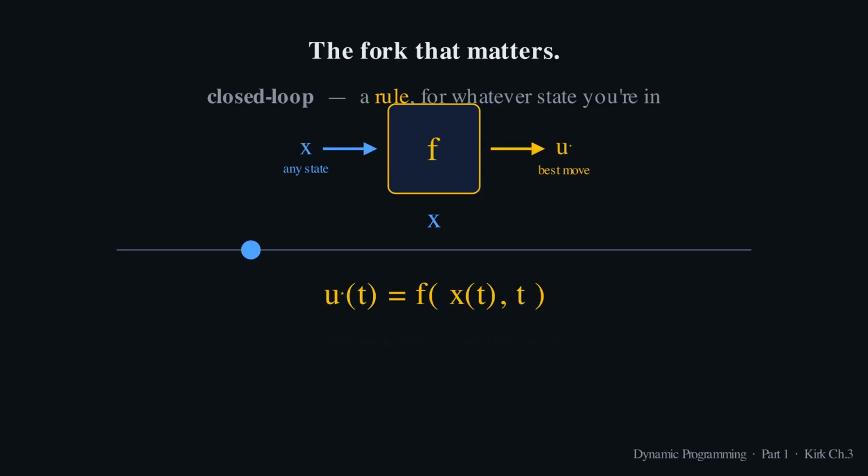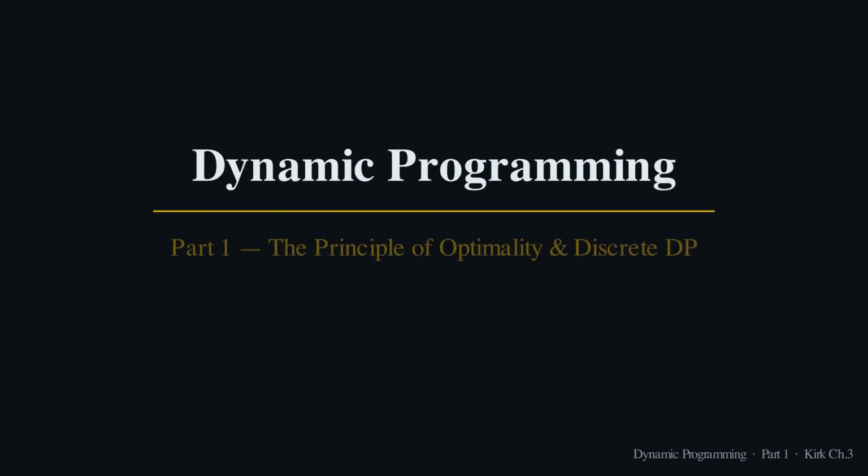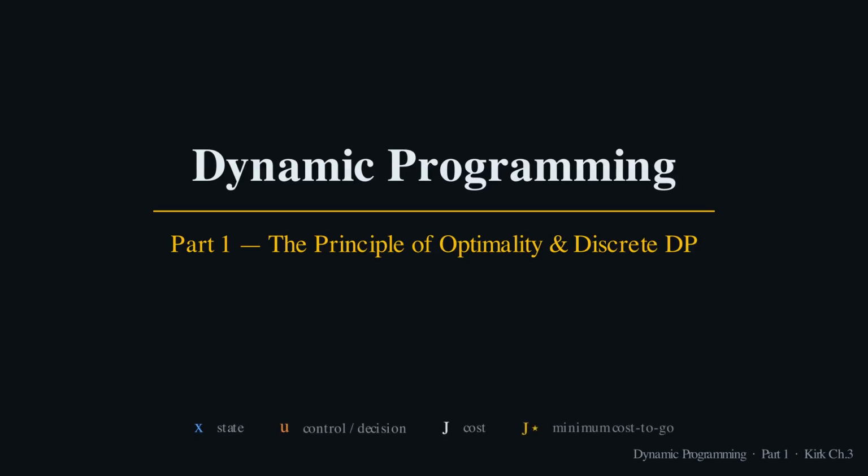longer exists. The better object is a rule. For whatever state you find yourself in, at whatever time, it hands you the single best move. We write it u star of t equals f of x and t. That's a feedback law, a control law, and it is the real prize. So the question of this whole film is easy to ask and hard to answer. How do you find that rule?